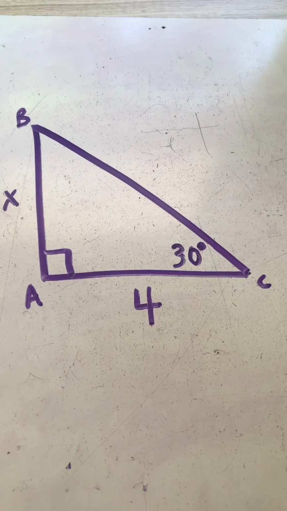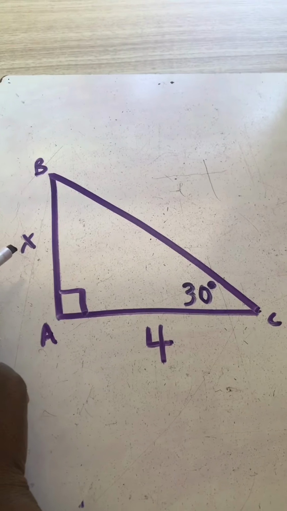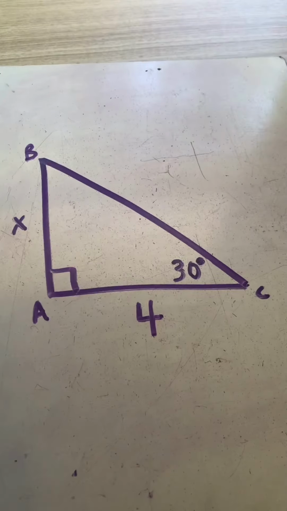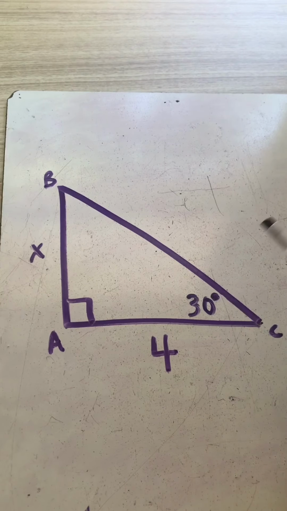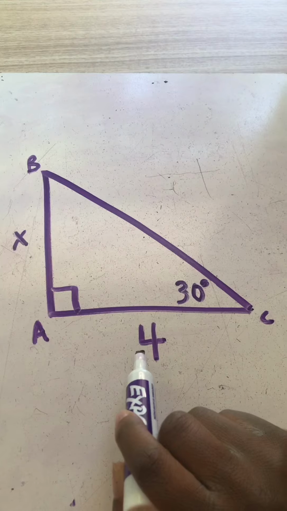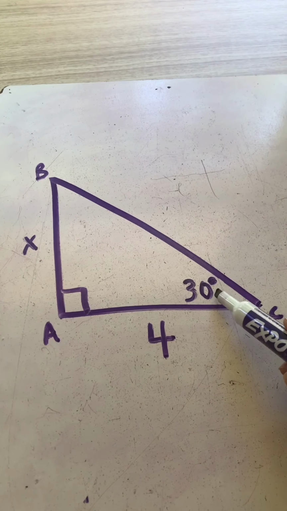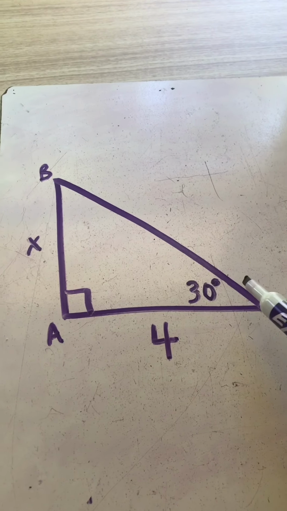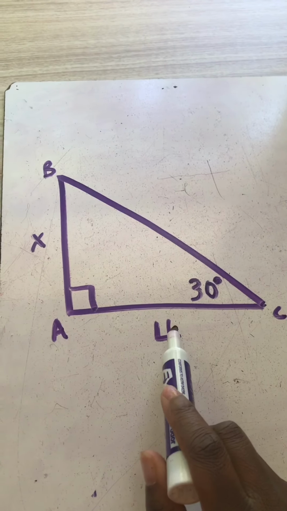Okay, so we are given this triangle and we're asked to find the value of x. In order to do that, we want to look at the information that we're given. What's going to help us is this angle and this side. If you look at this angle, you want to figure out what is the relationship of this side and this side that you already have.